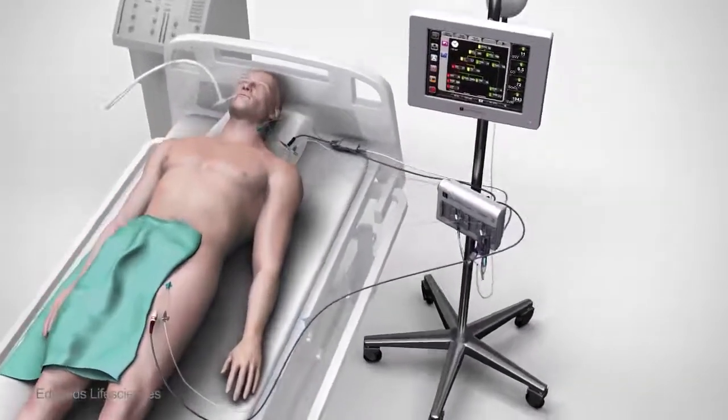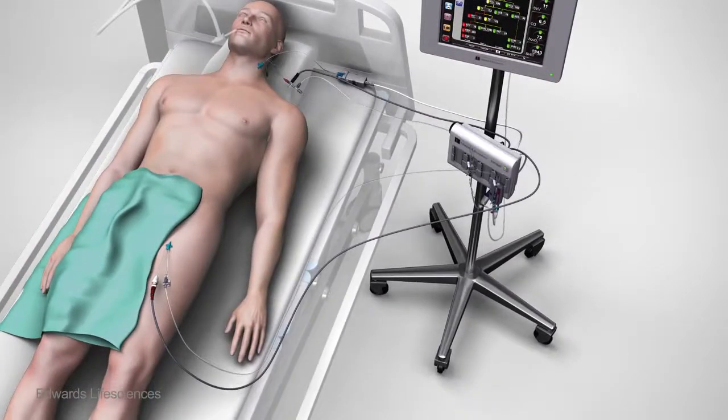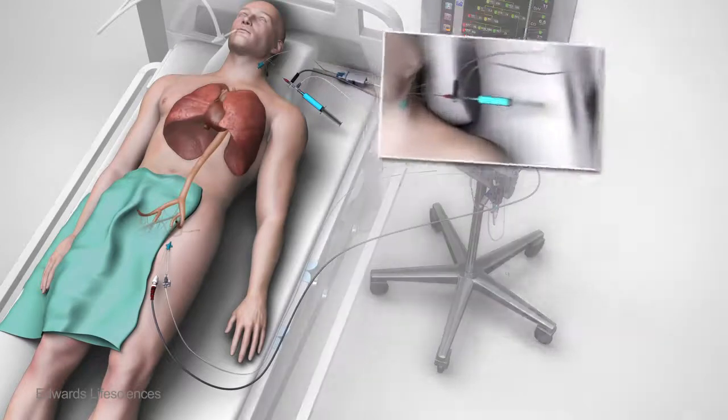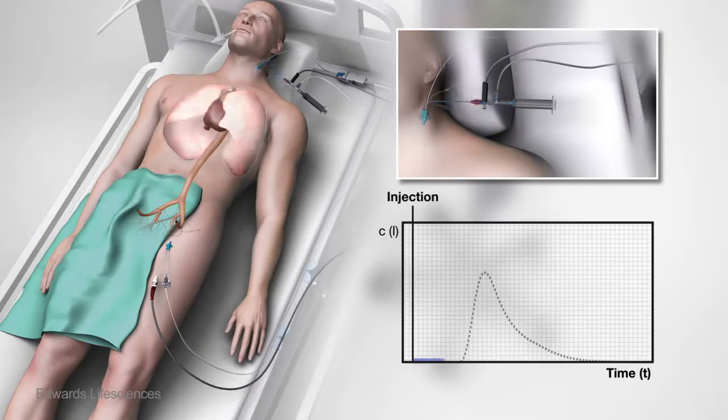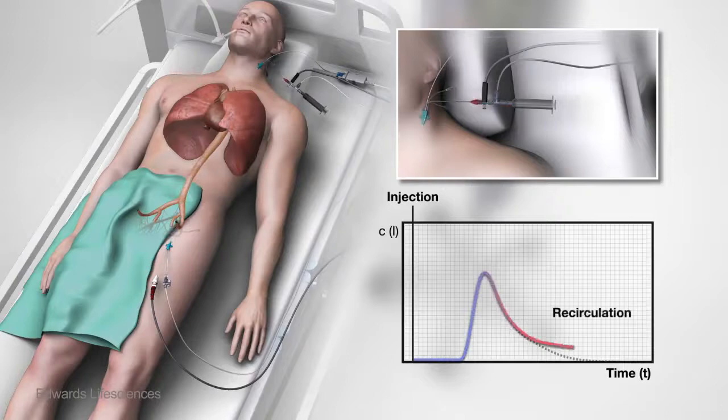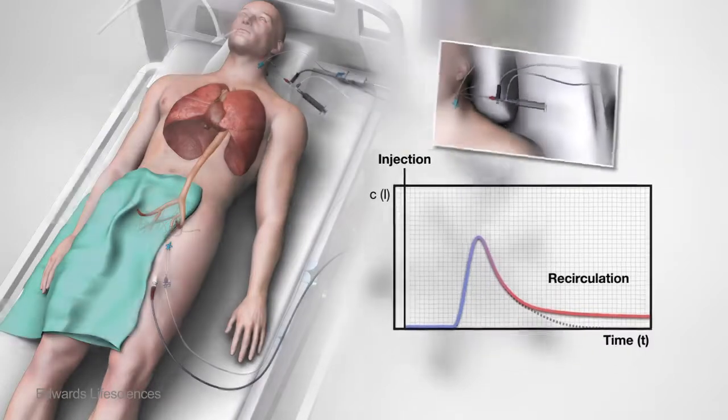Transpulmonary thermodilution cardiac output uses the same principles as right heart thermodilution, except the thermal bolus is injected into the central venous system and moves across the right heart, lungs, left heart, and out into the arterial tree, where the thermal change is measured over time by an embedded thermistor on a catheter inserted into the femoral artery.